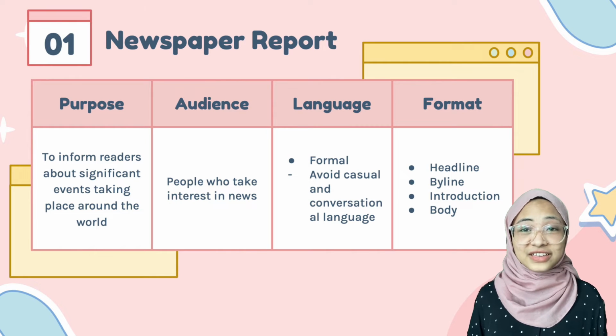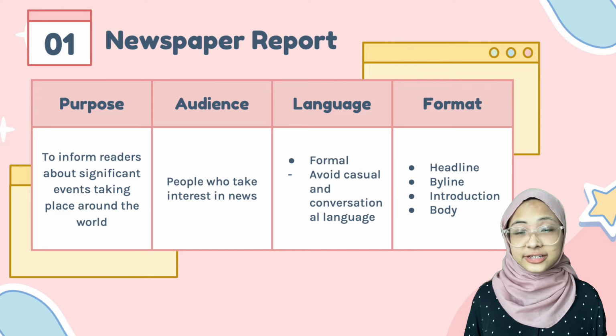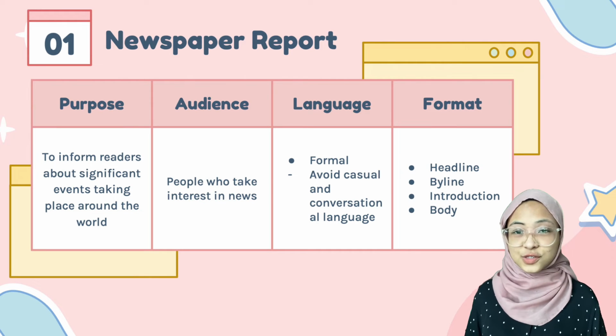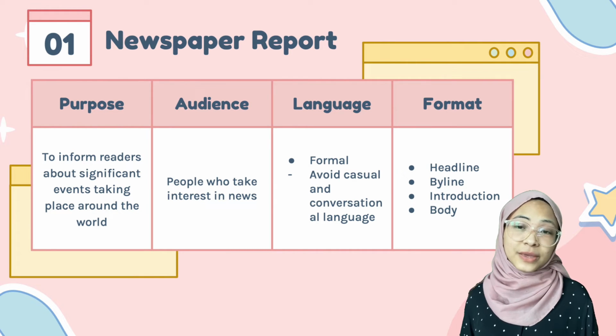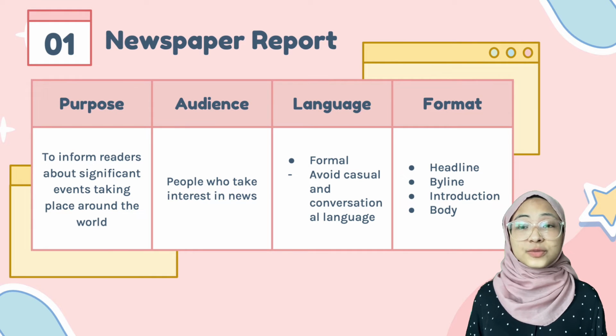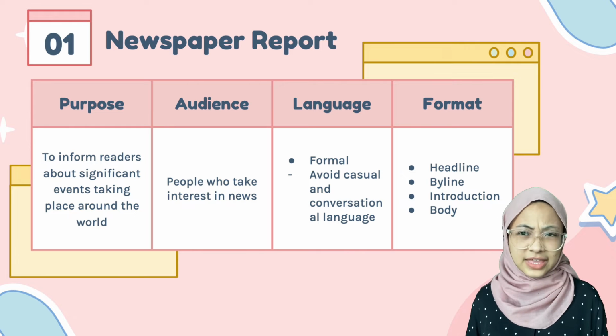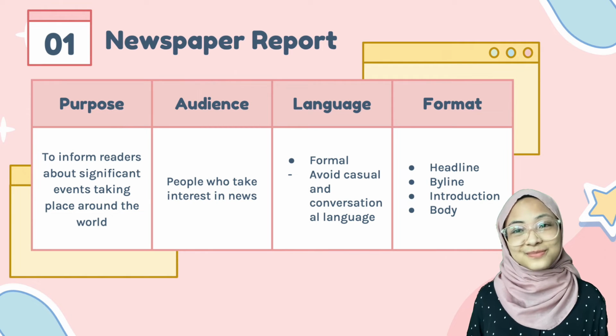I'll start with the first text, which is newspaper report. A brief definition of newspaper report is a news story that appears in newspapers or on the internet. The purpose of newspaper report is to inform readers about significant events that take place around the world.